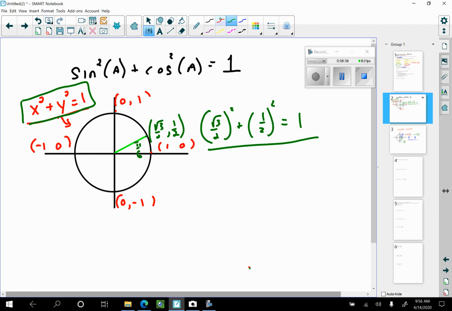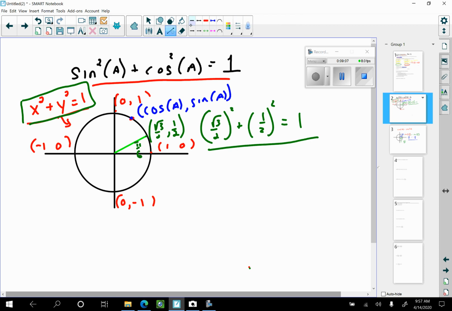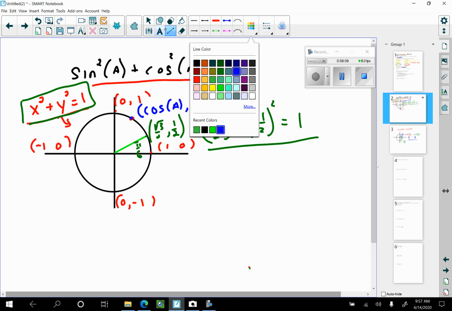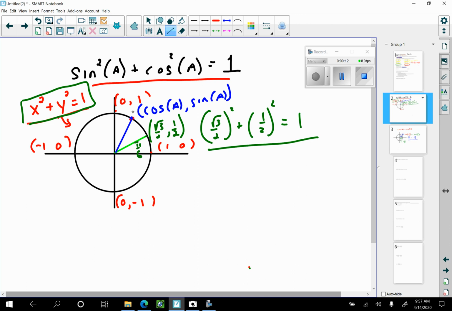Well, if I want to get to this, look how easy it is. What do we know? By the trigonometric definition of the sine and cosine, any point on the unit circle, let's do this in blue, is defined by the cosine of that angle, comma, the sine of that angle. And let's go ahead and sketch that angle in blue. This is that angle right there, A.